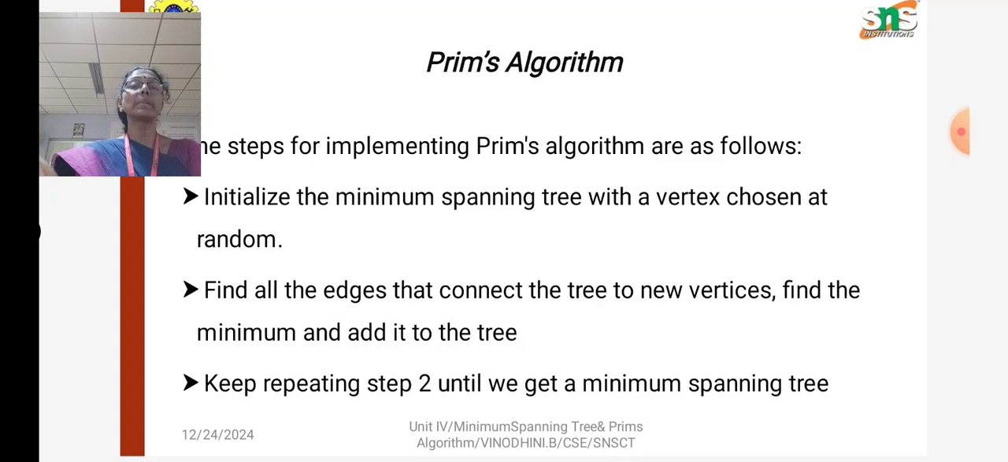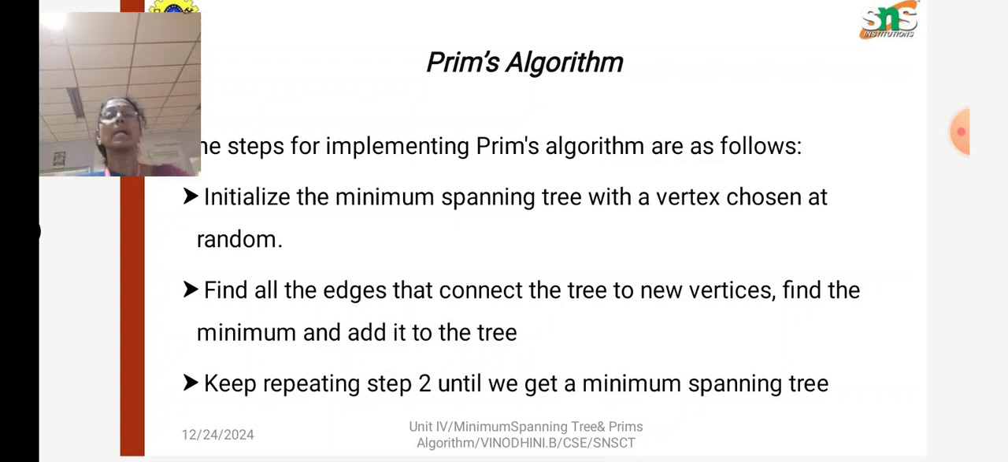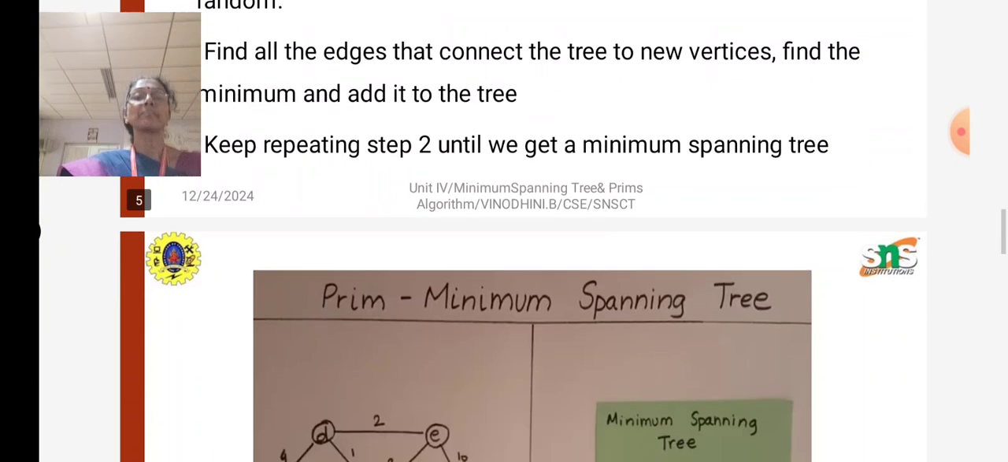The steps for implementing Prim's algorithm. First, initialize the minimum spanning tree with a vertex chosen at random. We can choose any vertex at random. Find all the edges that connect the tree to new vertices, find the minimum, and add it to the tree. Repeat the step until we get the minimum spanning tree.